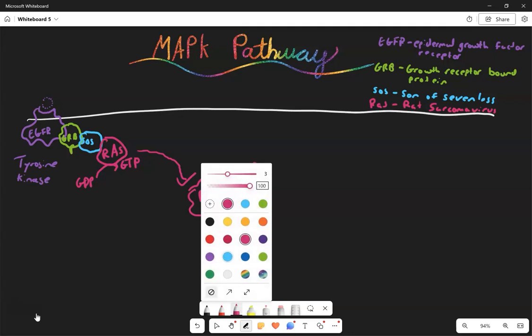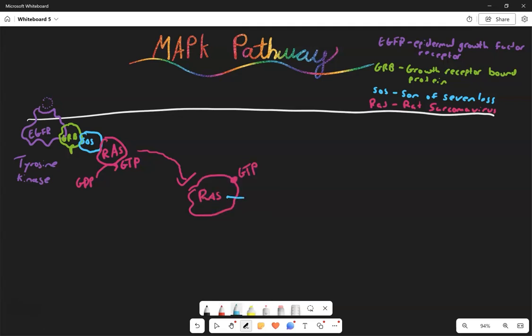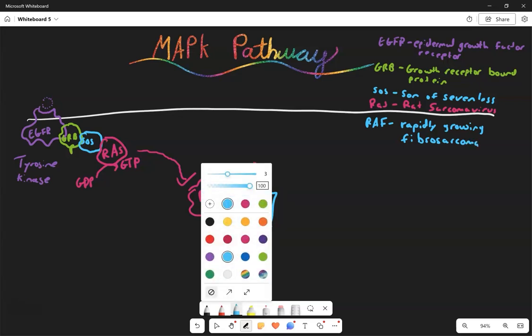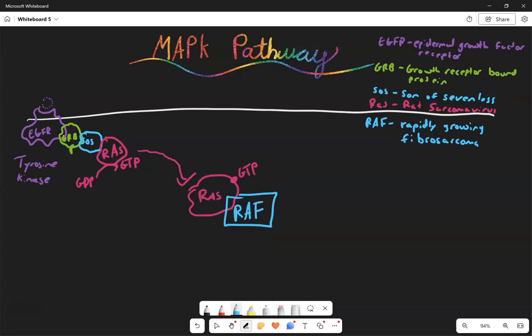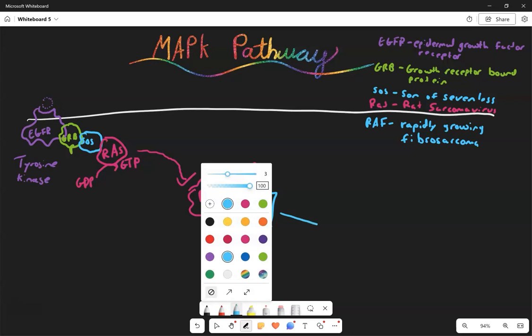Okay, and it's going to come over and it is going to interact with another one known as RAF. So we'll add RAF up here, and RAF stands for rapidly growing fibrosarcoma. All right, so now this RAS and RAF complex, it will come over and it will interact with another protein known as MEK.